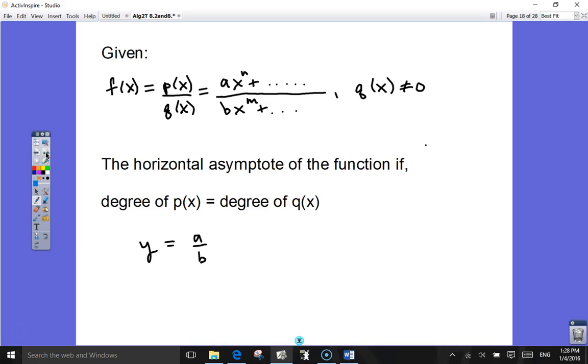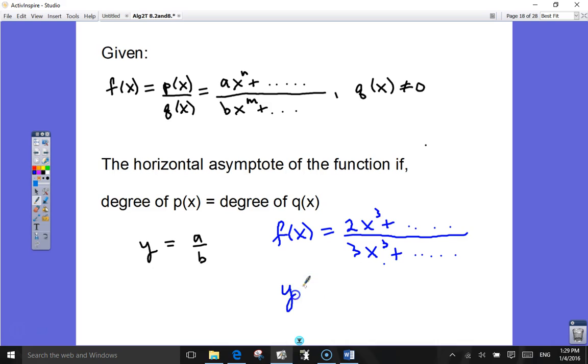So it's all based on degrees of the numerator, degrees of the denominator. You know, something like, if f of x equals 2x to the third plus more terms, divided by 3x to the third plus more terms, then the horizontal asymptote is y equals 2/3. It's the ratio of the coefficients of the leading term, or the highest degree terms.